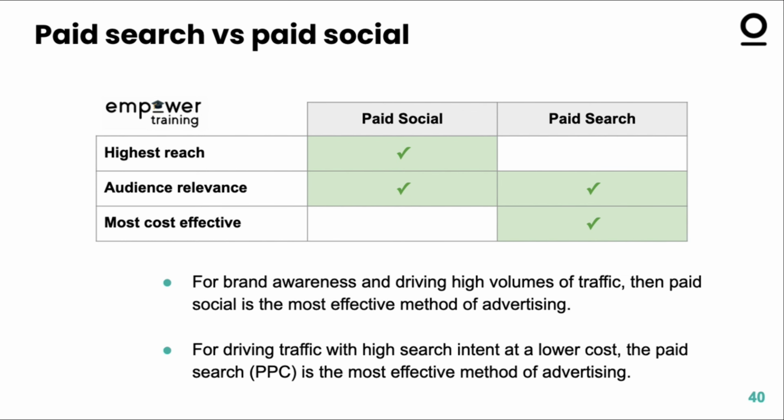When you think about paid search versus paid social, if you're looking at brand awareness and driving high volumes of traffic, then paid social is the most effective method of advertising because you have the highest reach and also you can mix that with good audience relevance. If you're looking to drive website traffic with high search intent, so a smaller amount of people, but they're much more focused on your organization, your cause, then paid search or Google Ads is the most effective method of advertising. So hopefully that helps you think about what each variation on paid ads is and how they can help your organization. Again, we'll cover this more in a separate training session on Facebook ads and Google Ads.